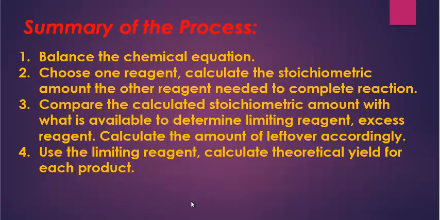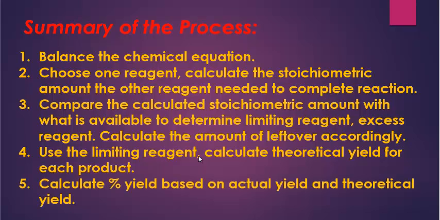So step number 4, you use the amount for the limiting reagent to calculate the theoretical yield for each product. You have to use the limiting reagent. The last one, you can calculate percent yield based on the actual yield and the theoretical yield.